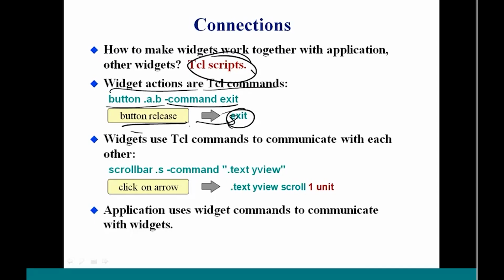And widgets use Tcl commands in order to communicate with each other. Here is an example: scrollbar s is defined as a scrollbar, and the command is text.y view. Also, the applications themselves use widget commands to communicate between the widgets.